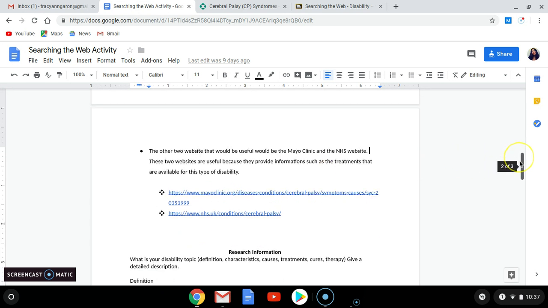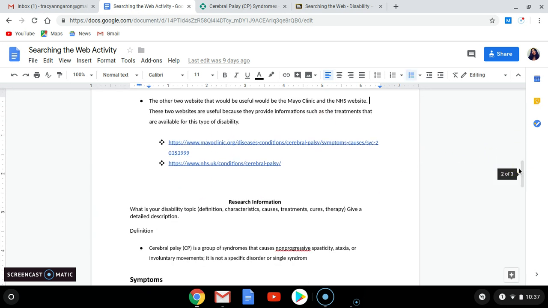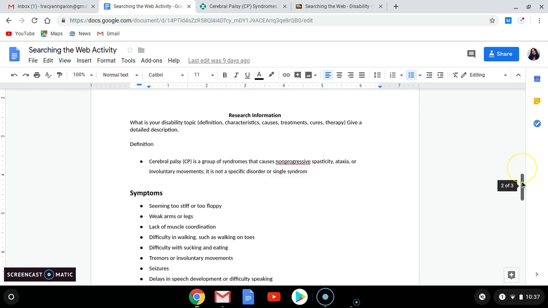Okay, so the definition of cerebral palsy, also known as CP, is a group of syndromes that causes non-progressive spasticity, ataxia, or involuntary movements. It is not a specific disorder or single syndrome.